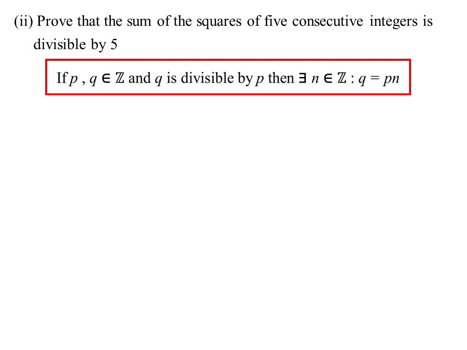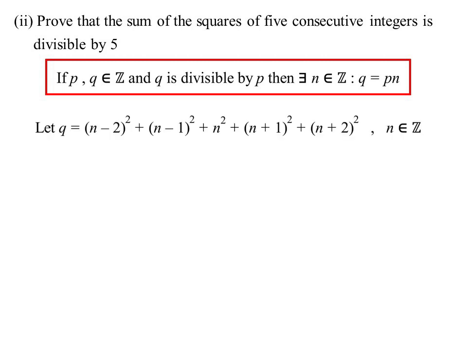I know that if p and q are both integers, and that q is divisible by p, then there must be a number n such that q is equal to p times n. Because we say q is divisible by p, so it goes in exactly, by a whole number. That's the idea I'm going to use here. So I'm going to let q be this sum of the squares of 5 consecutive integers.